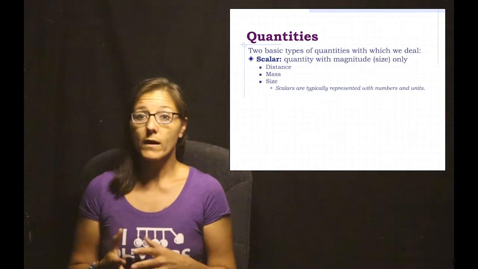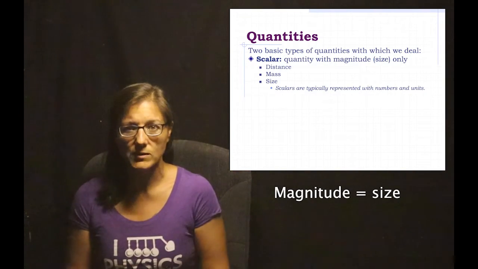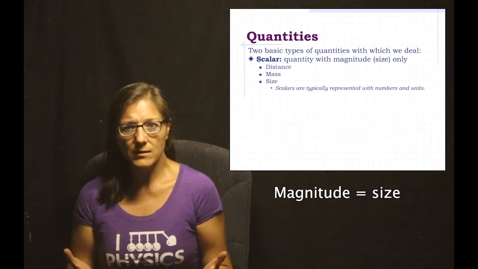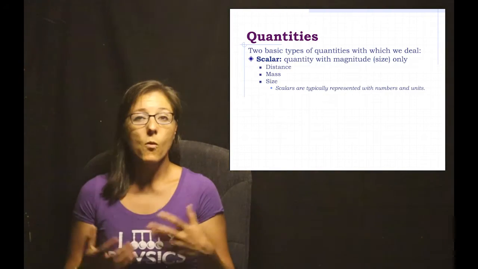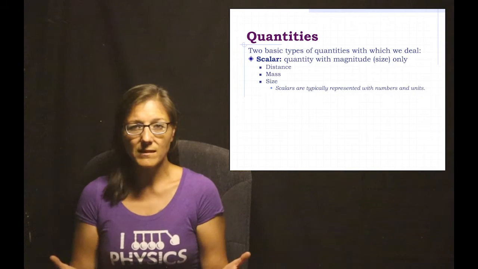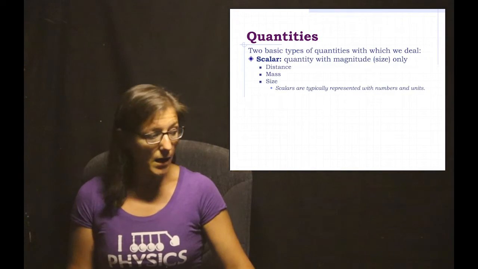A scalar is a quantity that basically only has size. Magnitude is just a fancy word for size. Examples of things that only have size are things like distance. We talk about how far did it go, or mass. We talk about how much stuff is there, or volume. We talk about how big it is.